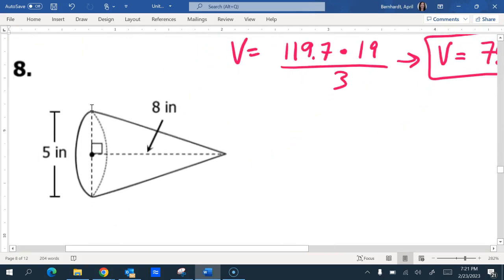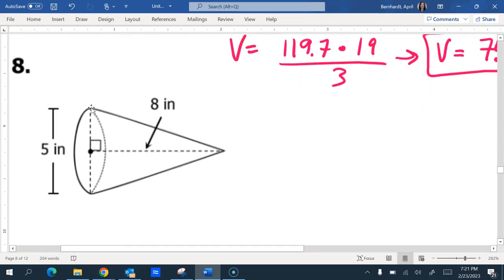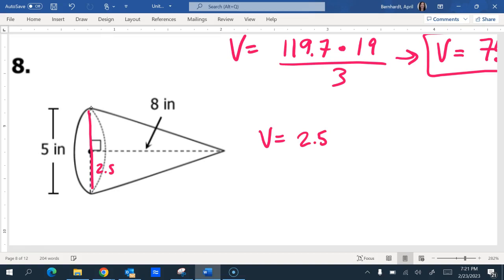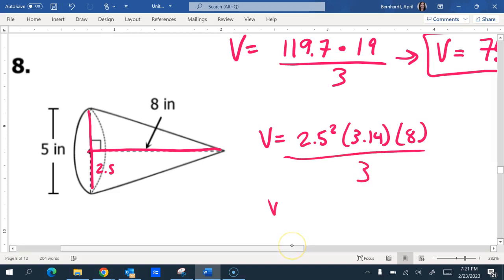All right, moving on to cones. So the whole diameter is 5, so the radius is going to be 2.5. So volume equals the area of the base, so pi r squared, so 2.5 squared times pi times the height of the cone, which is 8, and then divide by 3. When I do all that math, I end up that the volume is approximately 52 1/3 cubic inches.